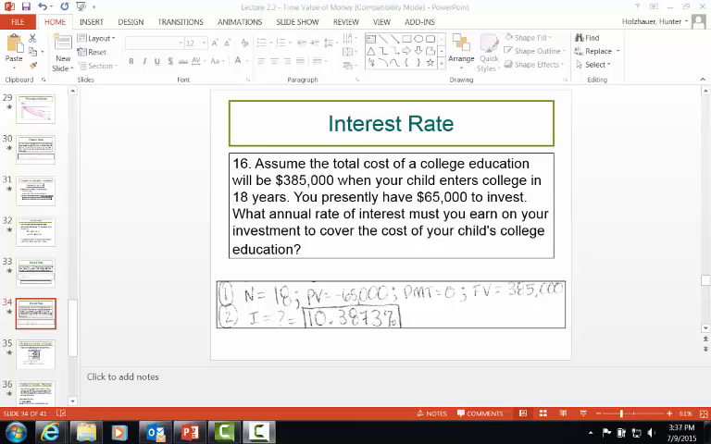Now that covers two different interest rate problems. The last problems we will look at will cover the fourth variable in the general time value of money formula, and that is the number of periods.